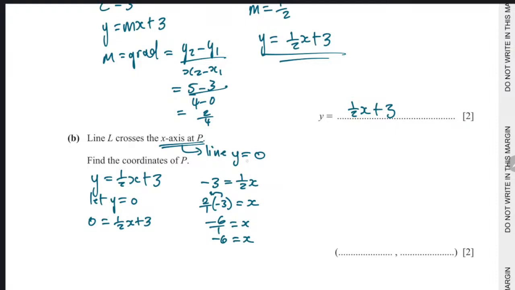So here, what is the value of y? 0. Because it's when y is 0, the x-axis. Then what is the value of x? Negative 6. Have you seen it?